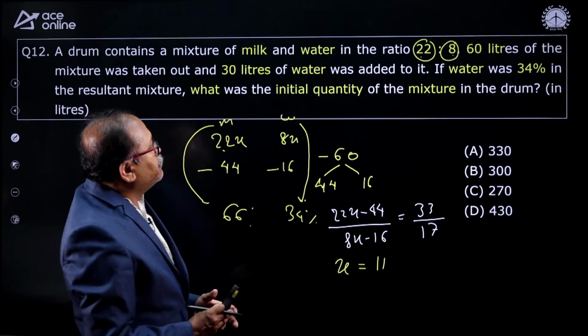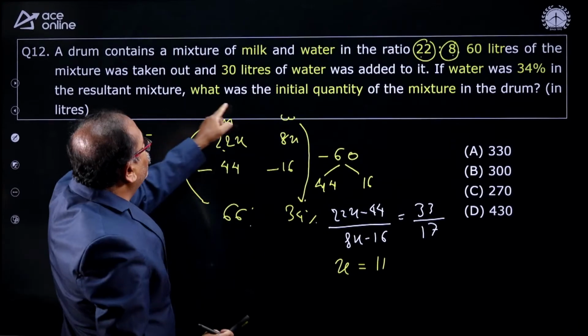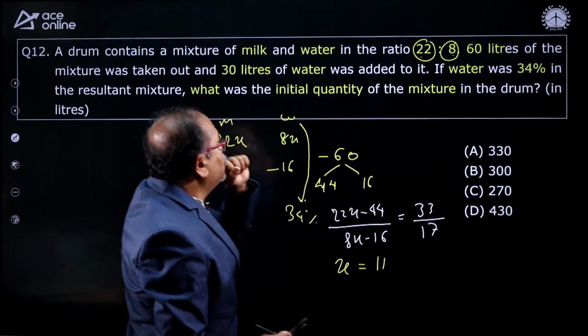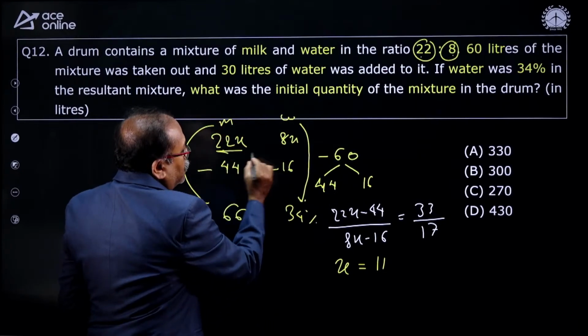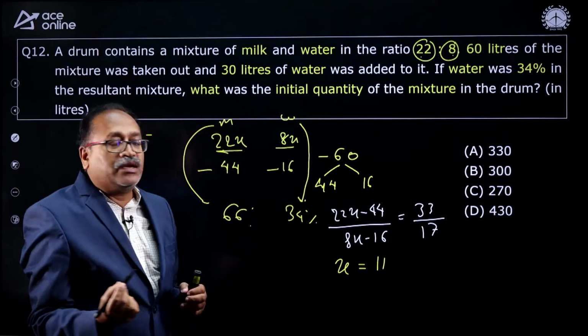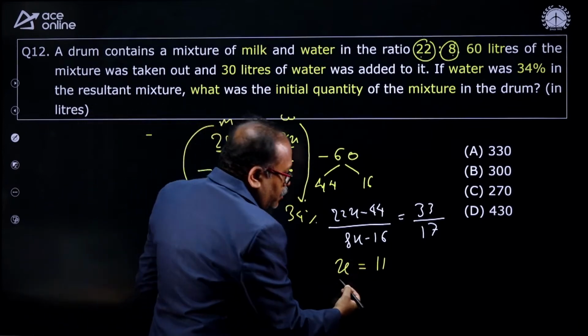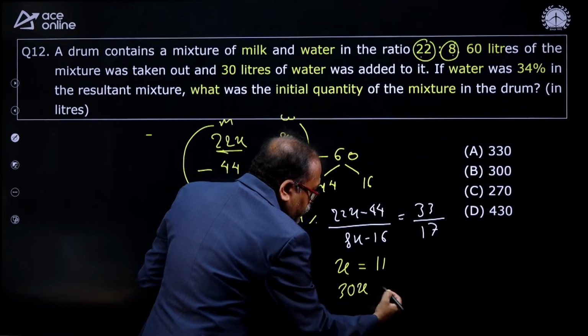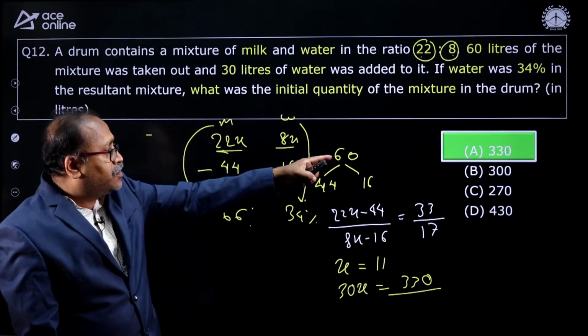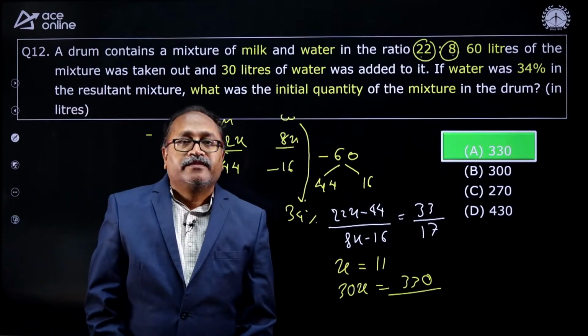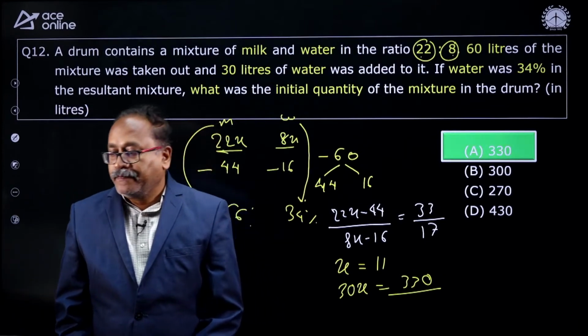If x is equal to 11 is correct, then what is the initial quantity of mixture? The initial quantity of mixture is 22 plus 8, that is 30x. And what will be 30x? 30x should be 330. Do we have the option? 330. That's your answer, my friend.